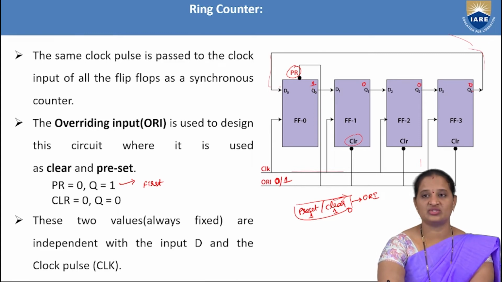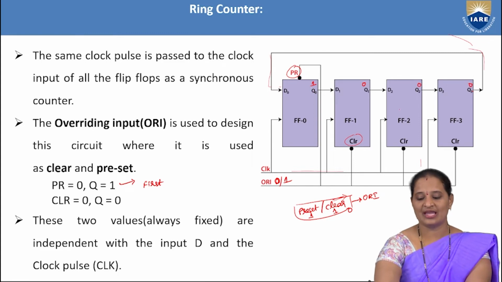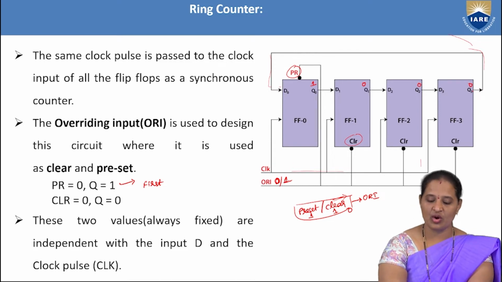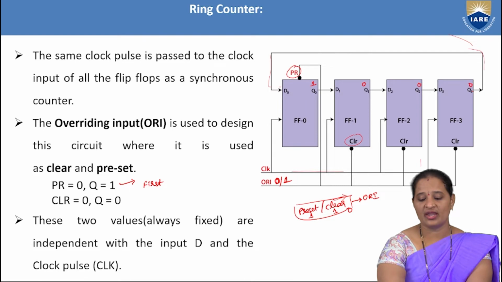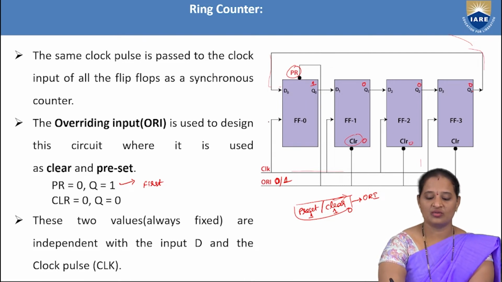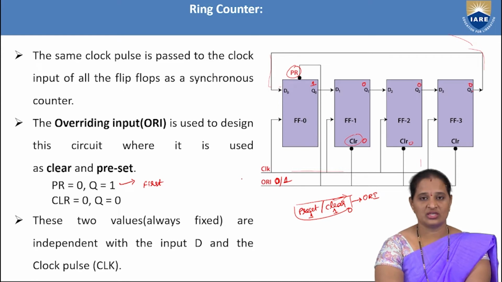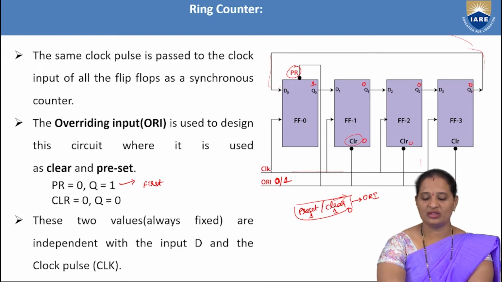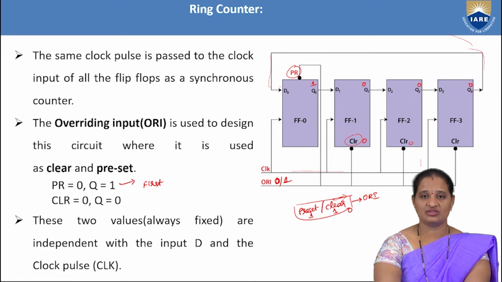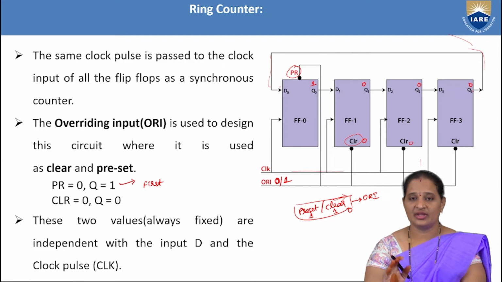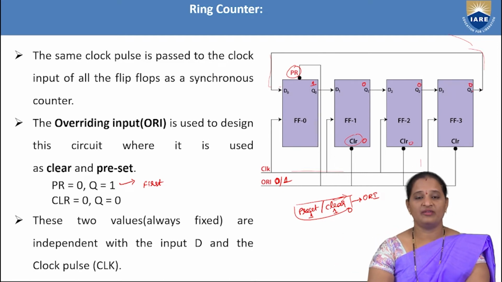Already 1 is stored in the first flip-flop, and 0, 0, 0 is stored in the next 3 flip-flops. Now I made ORI 1. As ORI is 1, now this becomes 0. Now it works depending on the clock signal applied. As it is a serial in, serial out shift register, the data will be shifted in the flip-flops.